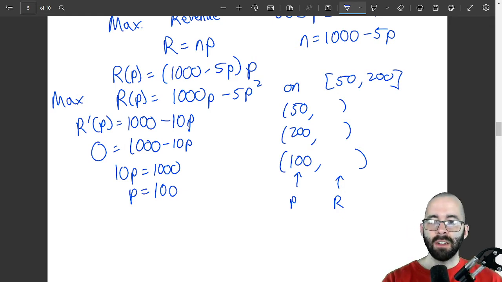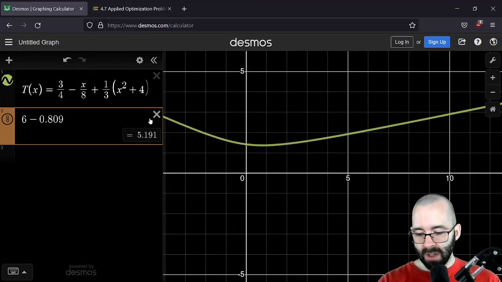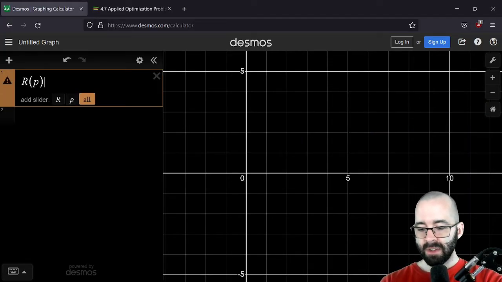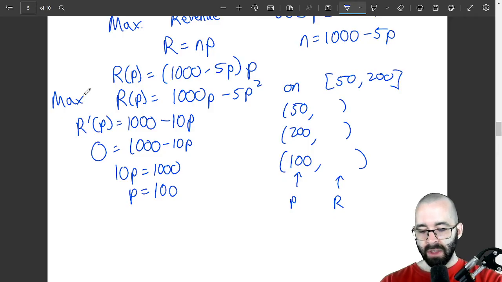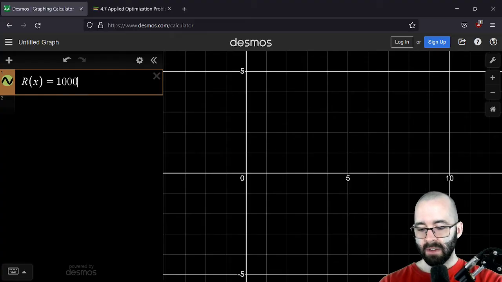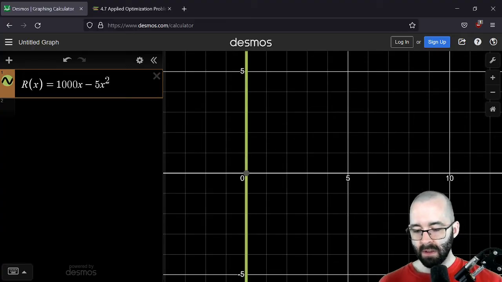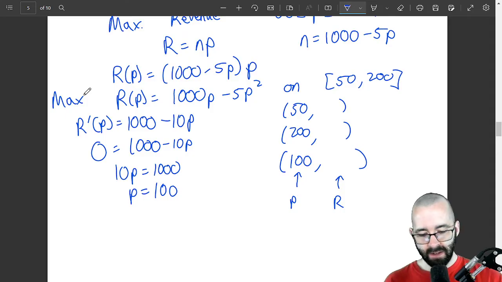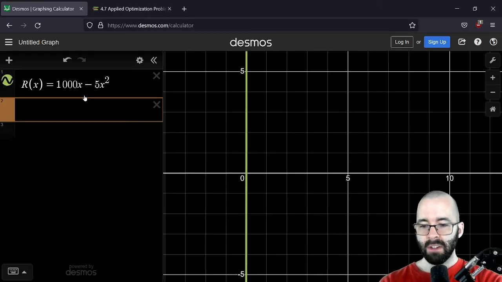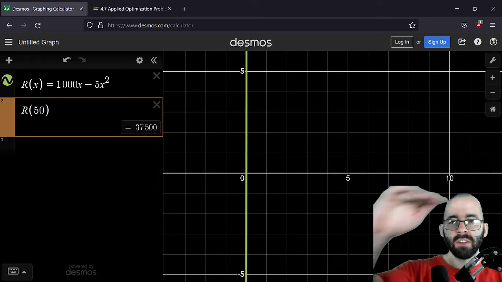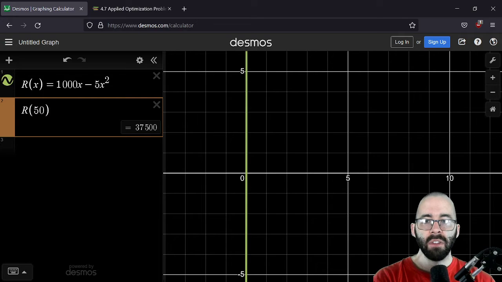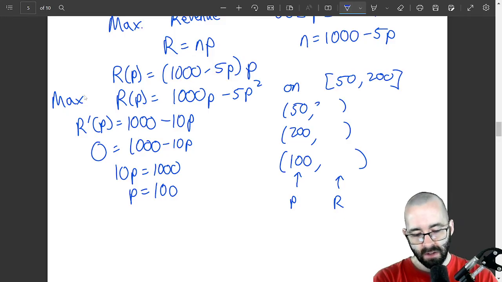All right, so let's plug these revenues into a calculator. The revenue as a function, we'll call it x here because it makes Desmos happier, is 1000x minus 5x squared. And we are curious, what is the revenue when we charge $50 for a rental car? If we charge $50 a day, we rent all of our cars every day and make $37,500.